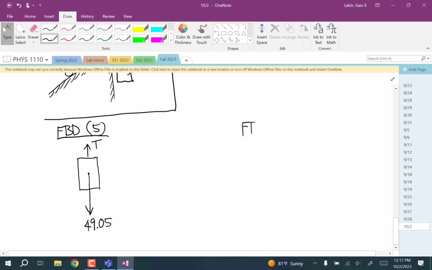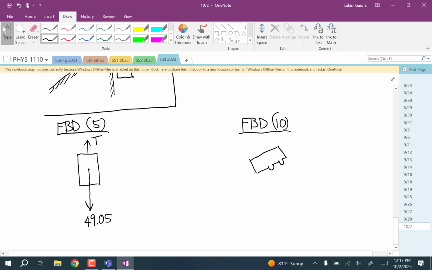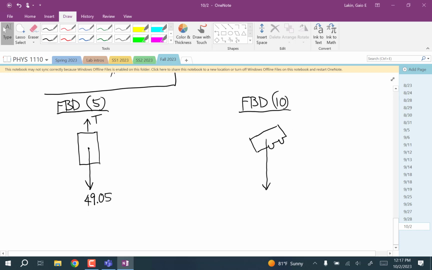And now I'll do the one that's on the incline. The weight is straight down. So notice that the weight is not parallel or perpendicular to that incline. The weight doesn't care what things are touching. It's always just straight down. Okay. And that's equal to 10 times 9.81, so 98.1 newtons.